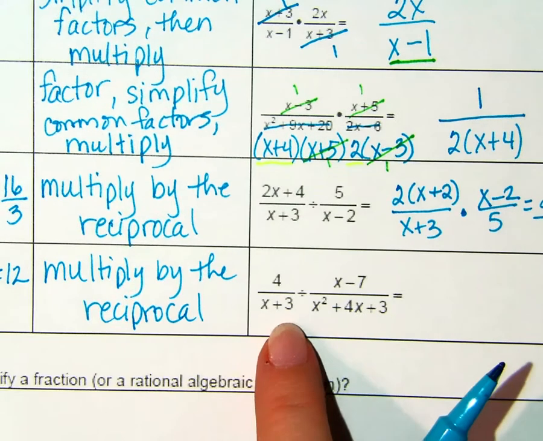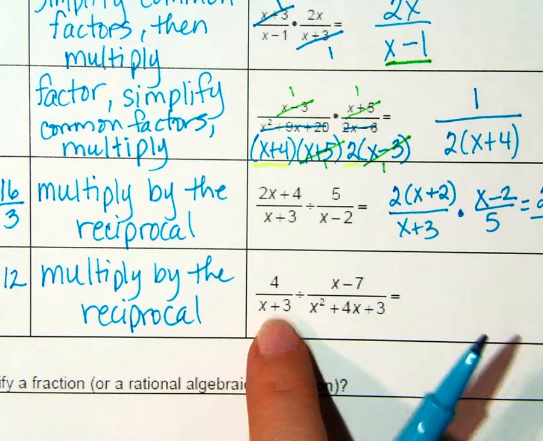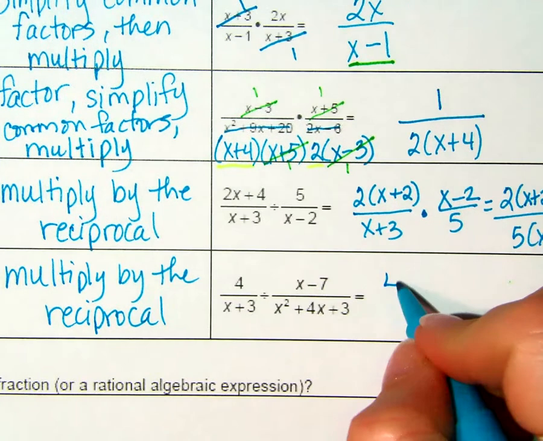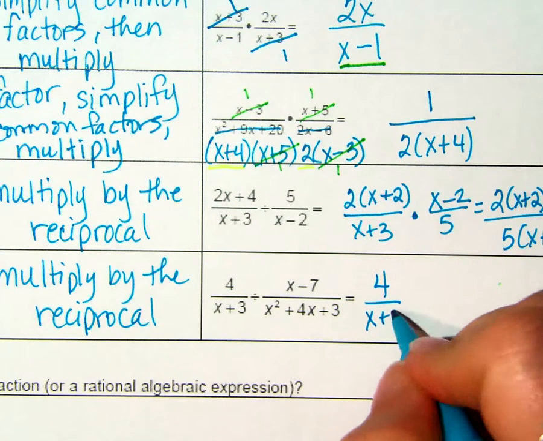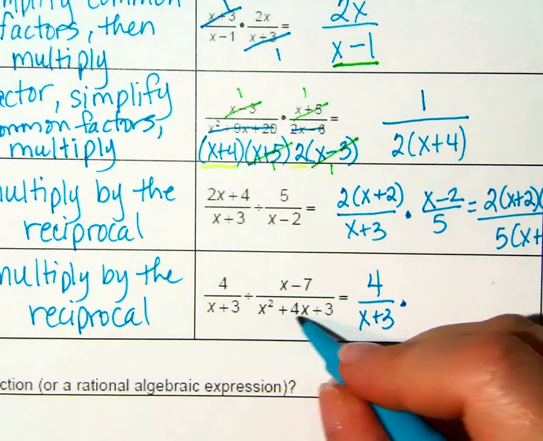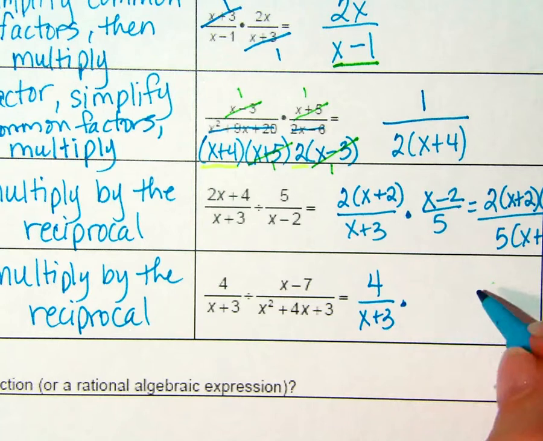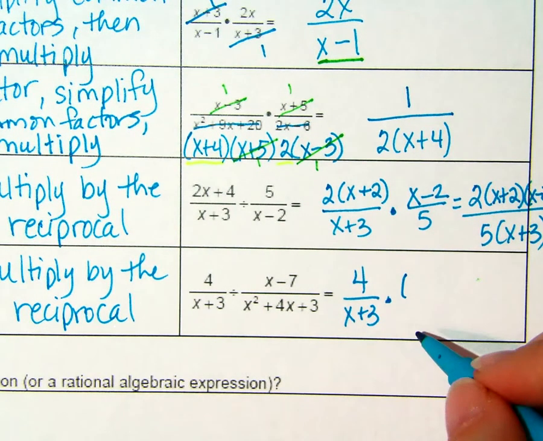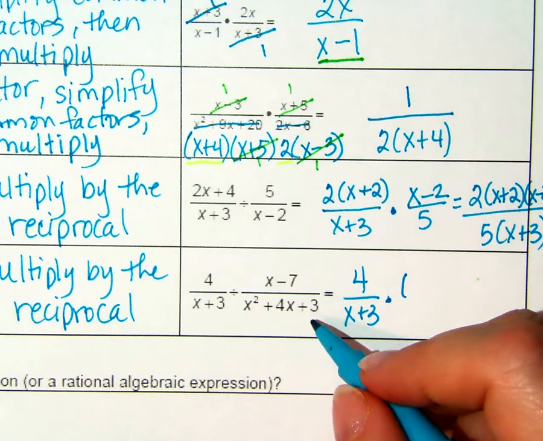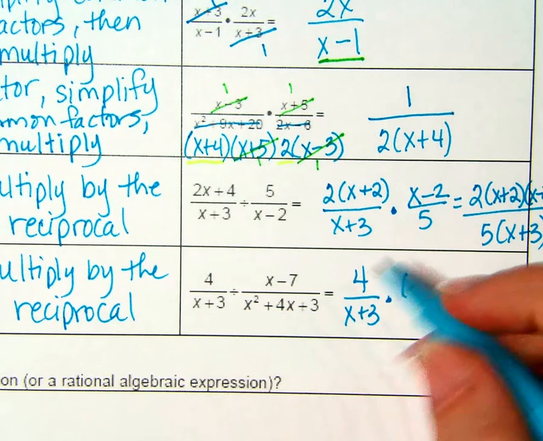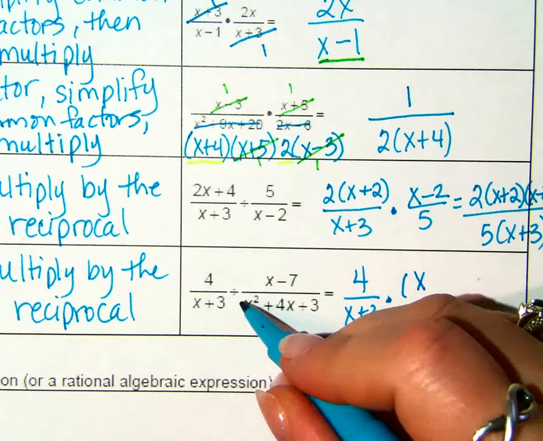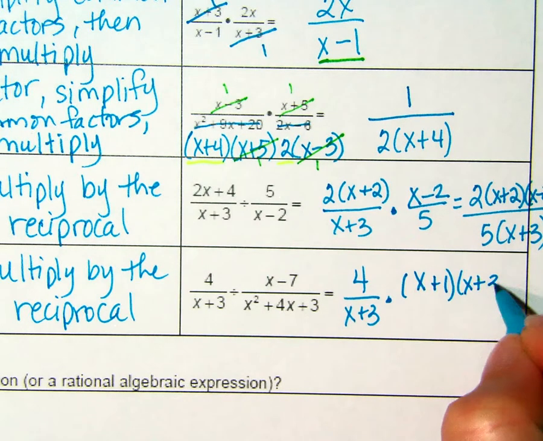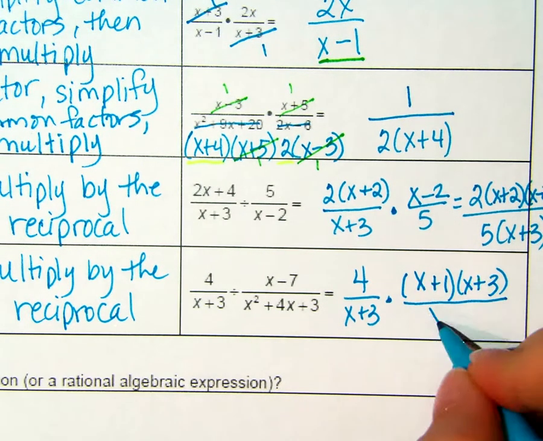Same kind of deal here. We have 4 over x plus 3. We're going to multiply by the reciprocal of this. So we're going to go ahead and write our first term. Multiply by, and as I'm flipping this over, I'm also going to do the step of factoring at the same time, so I don't have to have a whole other step for that. So what two numbers multiply to be 3 and add to be 4? Remember, we can do that because the leading coefficient is 1. x plus 1, x plus 3, all divided by x minus 7.